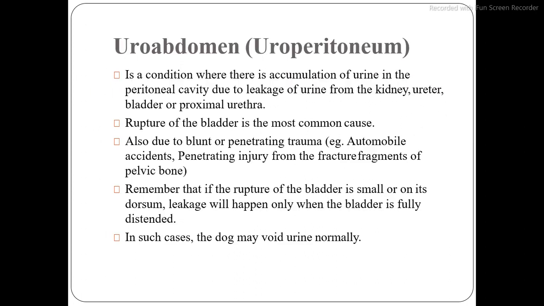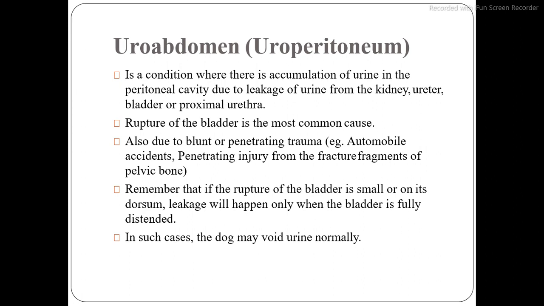Uroabdomen, uroperitoneum, is a condition where there is accumulation of urine in the peritoneal cavity due to leakage of urine from the kidney, ureter, bladder, or proximal urethra. Rupture of the bladder is the most common cause. It is also due to blunt or penetrating trauma, e.g. automobile accidents, penetrating injury from the fracture fragments of pelvic bone.